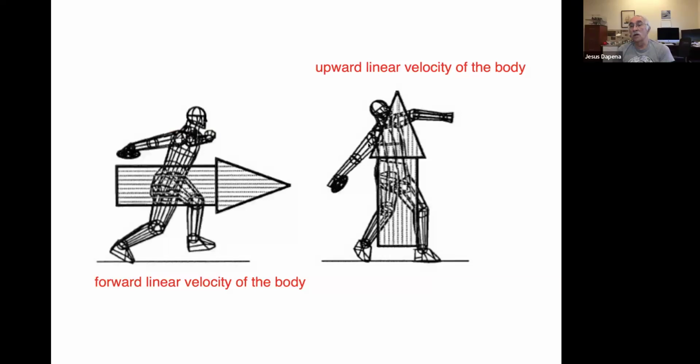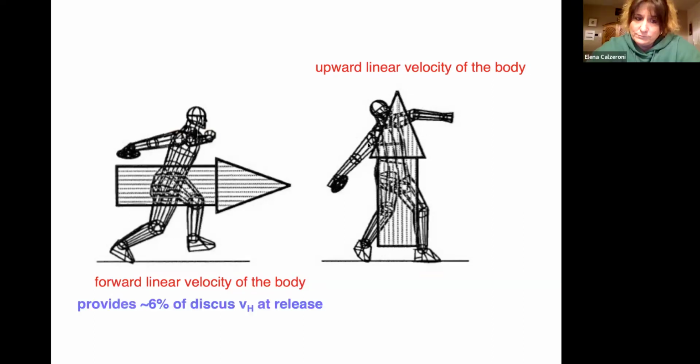Okay, so the forward velocity of the body is going to add to this horizontal speed of the discus. The upward linear velocity is going to add to the vertical speed of the discus. Well, the forward velocity of the body contributes about 6% of the horizontal speed of the discus at release.